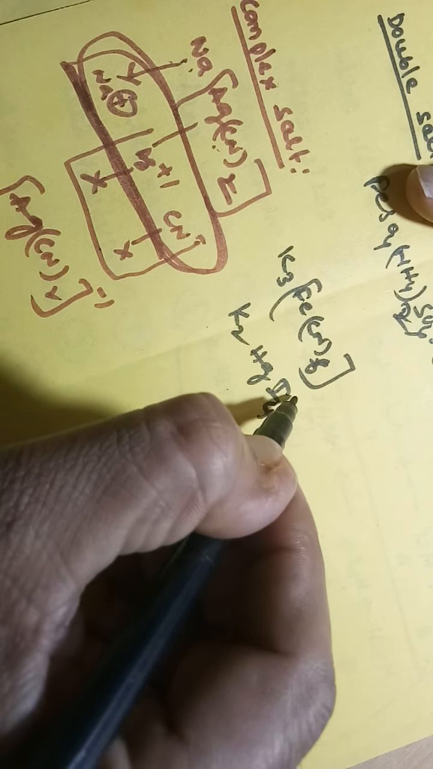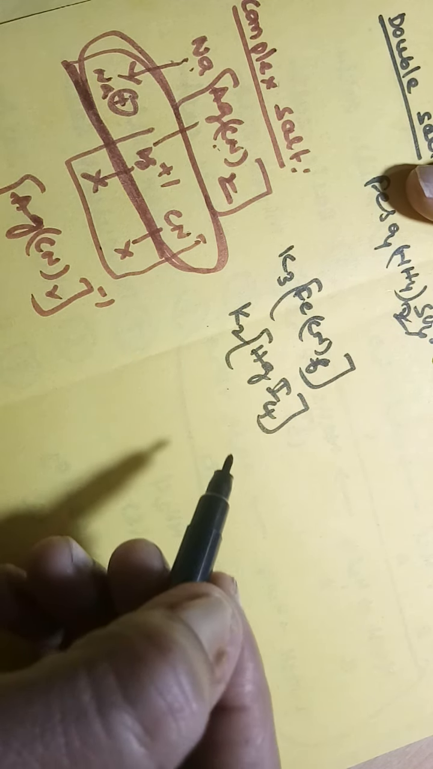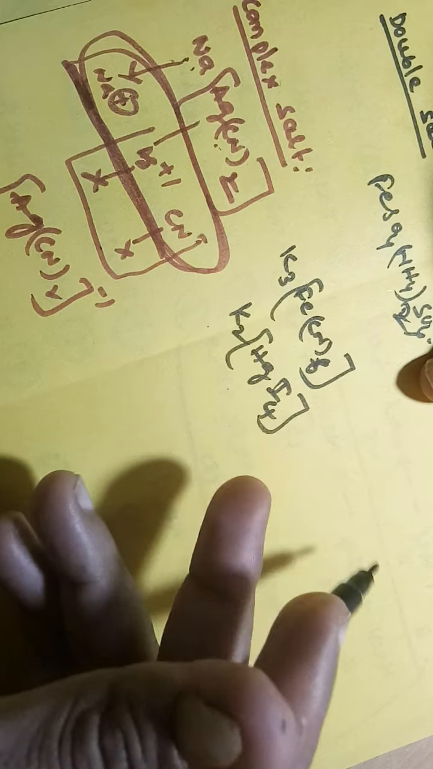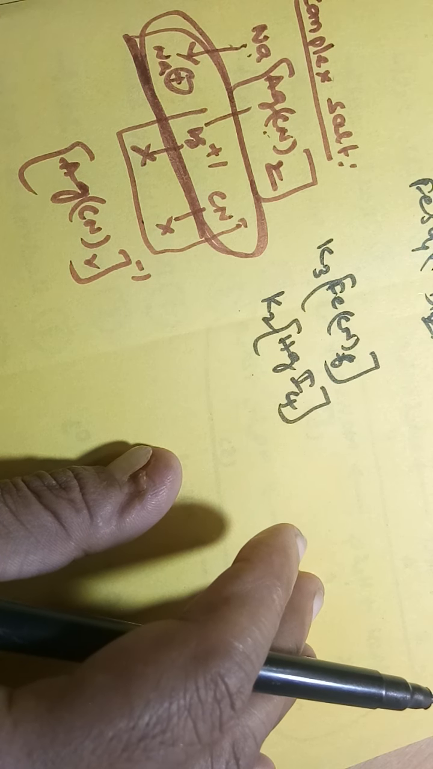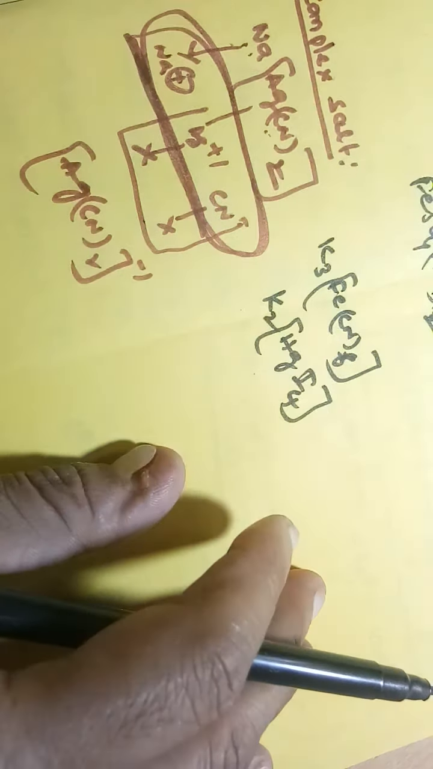K2HgI4 is called Nessler's reagent, which is used to confirm ammonium ions in cation tests.